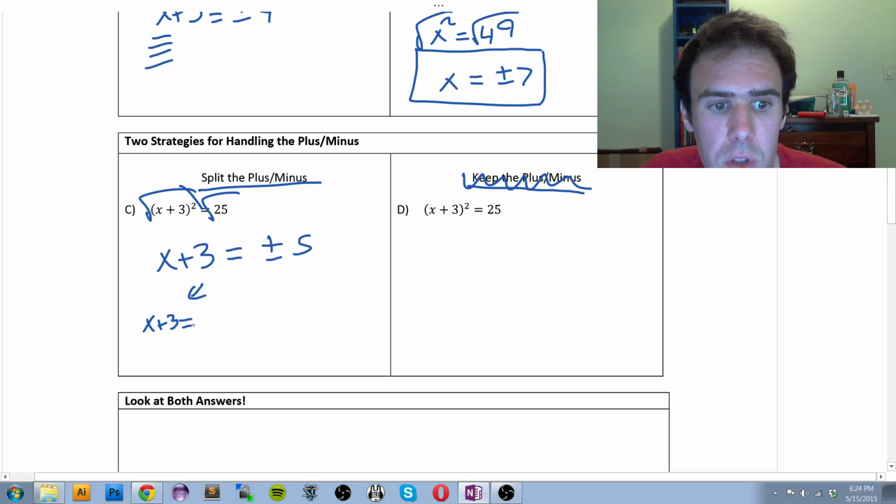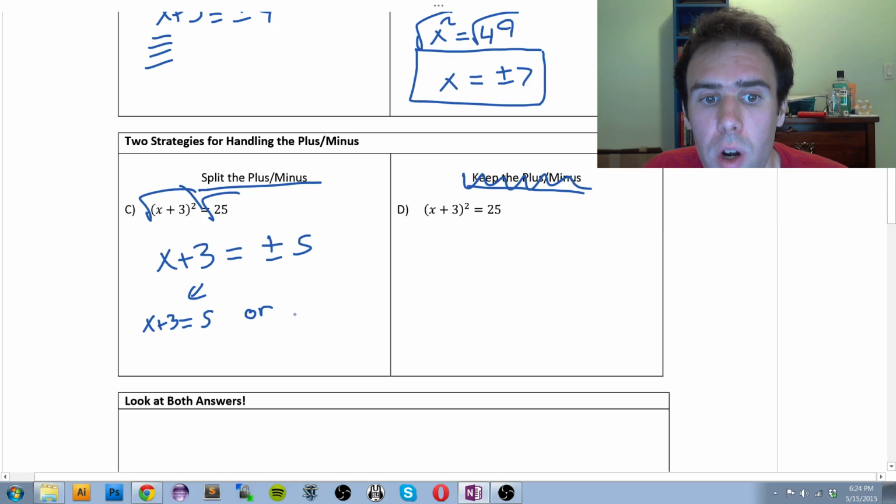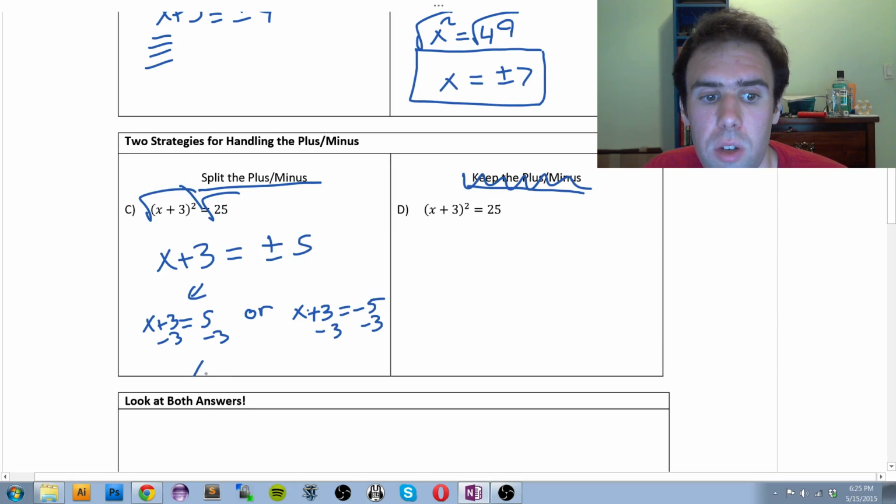The x plus 3 could be equal to a positive 5, or at the same time, the x plus 3 could be equal to a negative 5. And this preserves the idea that there are going to be two solutions to this problem. In either case, you would subtract 3 from both sides, and it will produce different answers. x could equal 2, or x could equal -8.